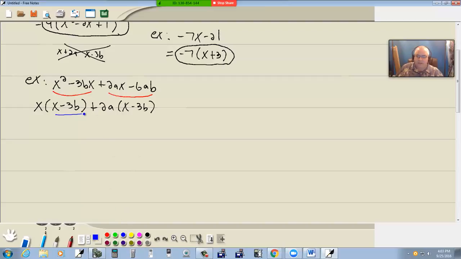Now our goal was to get these parentheses the same, which they are. So I'll factor out an x minus 3b. And to see what goes in your second set of parentheses, you can come up to the previous step and cross out what you factored out, and what isn't crossed off is what goes in the second set of parentheses, which would be x plus 2a. And that's our answer.